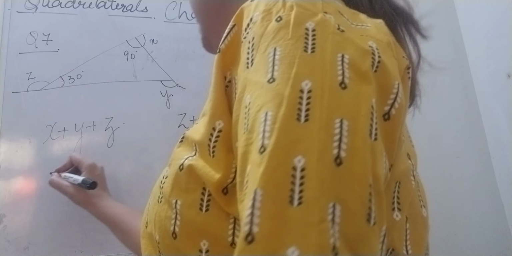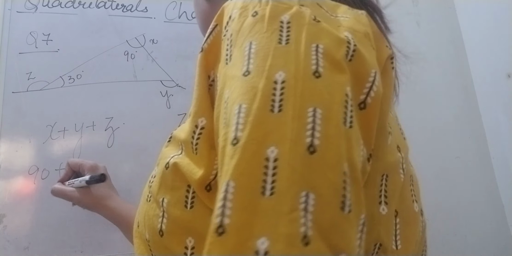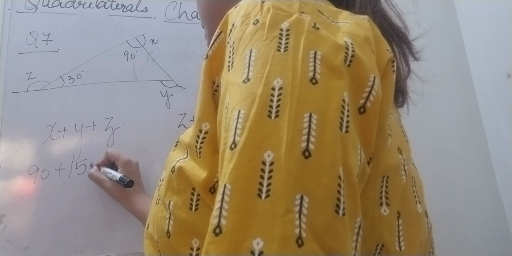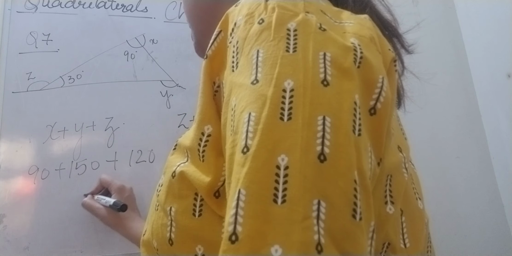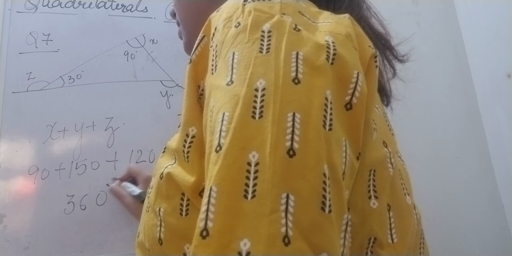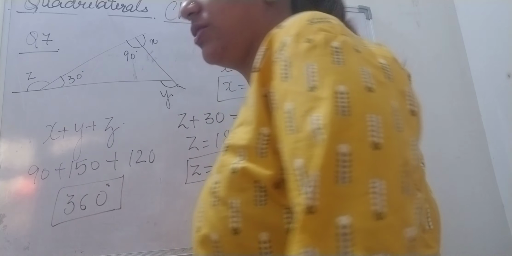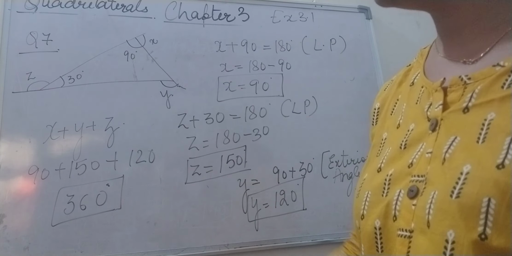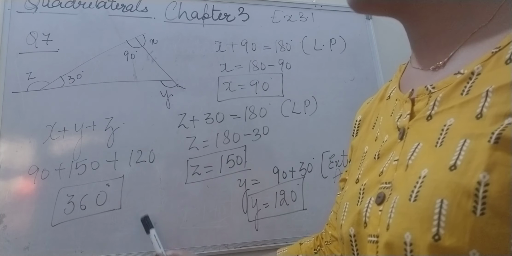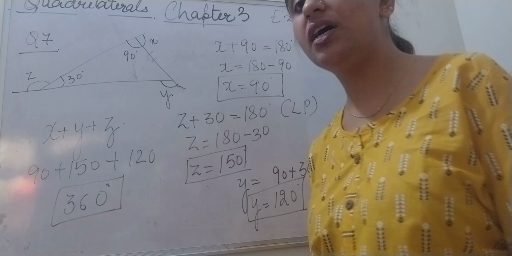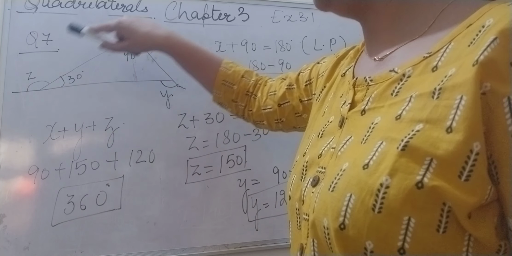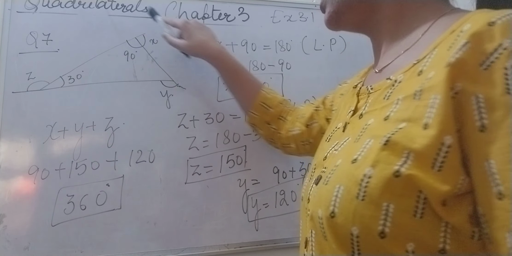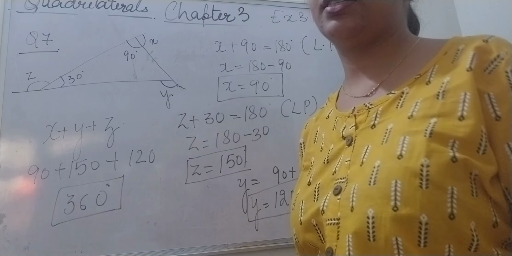Now let us add all these. x plus y plus z will be 90 plus 150 plus 120, which makes 360 degrees. Yes, it is coming out to be 360 degrees. Here is your verification. If your answer is not coming out to be 360, that means you have done a wrong calculation. Why? Because the exterior angles of any polygon sum up to 360 degrees.